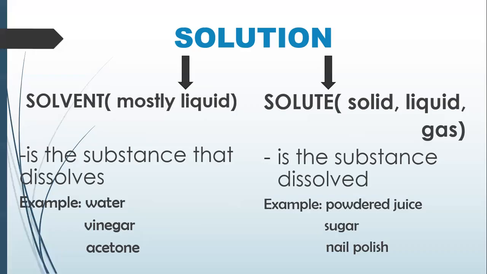So in a solution, you can have the solvent, which is water, and you dissolve the powdered juice in that water. Then you have vinegar, then you dissolve the sugar in that vinegar so that you can have a sweet and sour sauce for your salad. Then acetone and nail polish. So you dissolve your nail polish using an acetone. So this is it. You have solution, it's made up of solvent and solute.